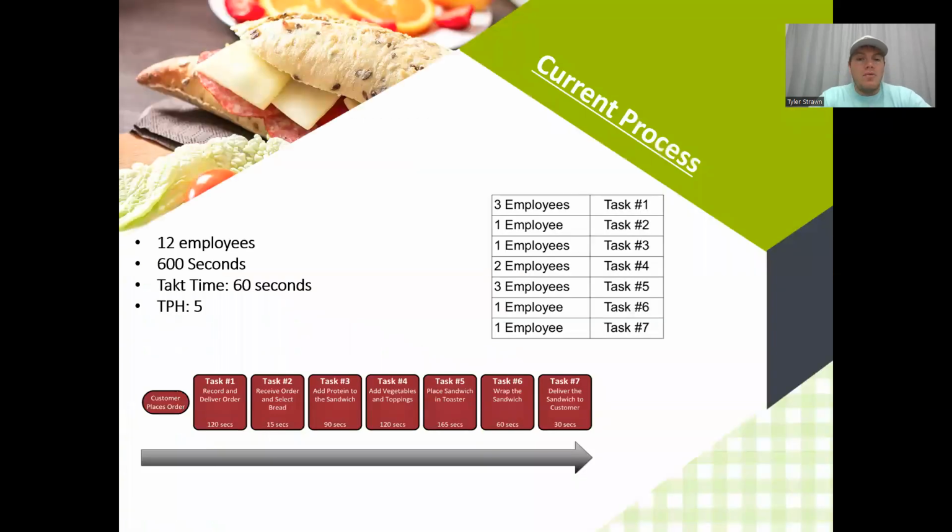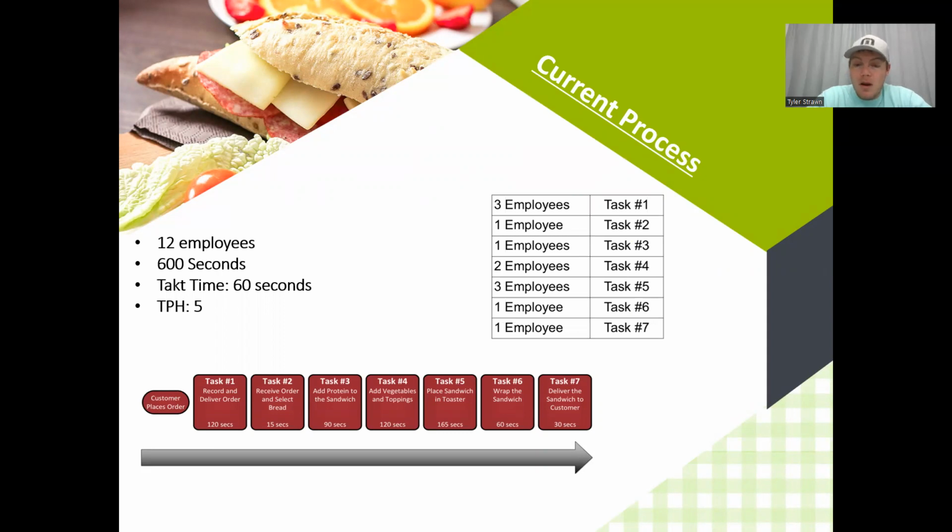The current process that is yielding these results consists of 7 tasks. We have record and deliver the order. Task 2 is receive the order, select the bread. Task 3 is to add protein. Task 4 is to add vegetables and toppings. Task 5 is to place the sandwich in the toaster. Task 6 is to wrap the sandwich. Task 7 is to deliver the sandwich to the customers.